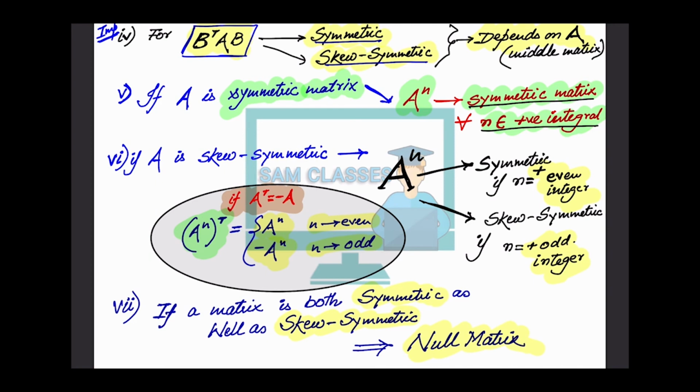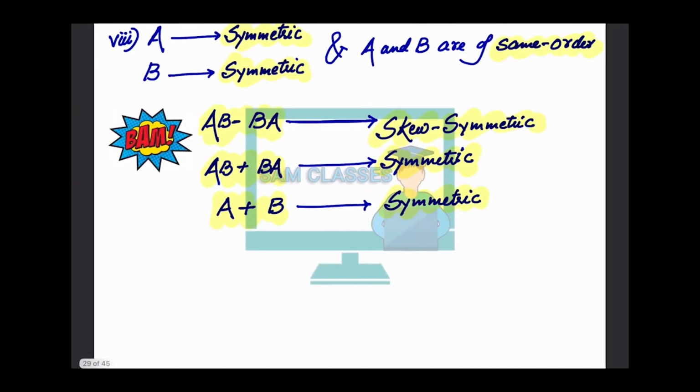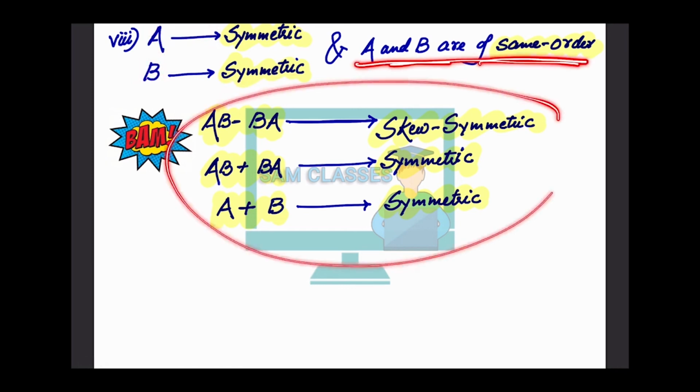Now coming to the next, if a matrix is both symmetric and skew symmetric. This question has been asked a lot of times in your PU and KCET. If a matrix is both symmetric and skew symmetric, it always has to be a null matrix. Clear? Now, if A is symmetric, student, and B is also symmetric, and A and B are of the same order, then this is a trick.